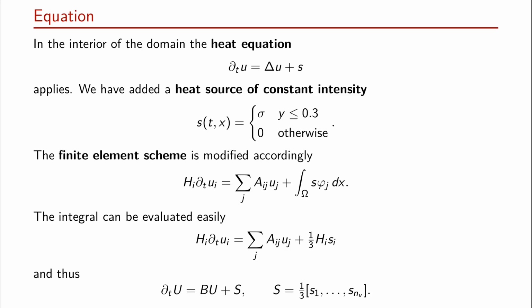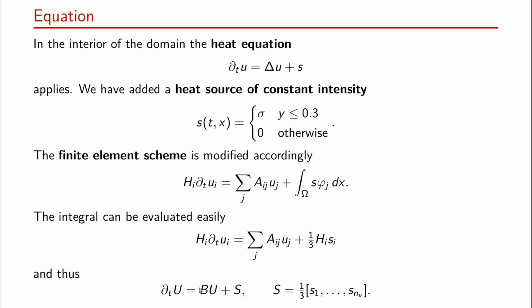Putting this all in a matrix formulation, we can do this rather easily. We divide by hi, and we then have the time derivative equal to B times u, exactly as we did before. And then we add the source term, where the source term is just a vector where we put Sn to Snv, and we take 1 over 3. So the hi here cancels. And this is what we have to add in the code as well.